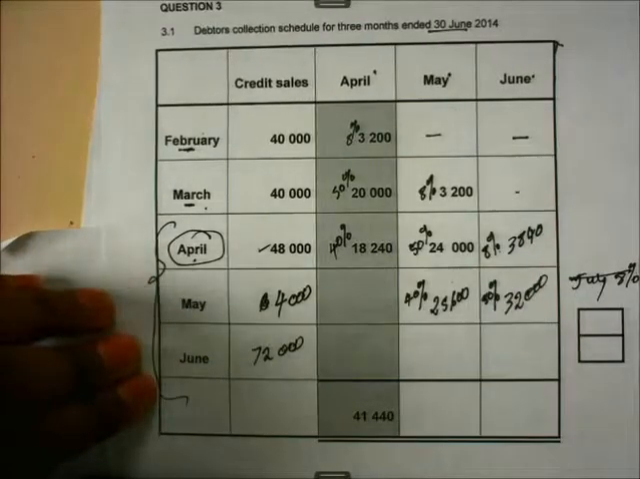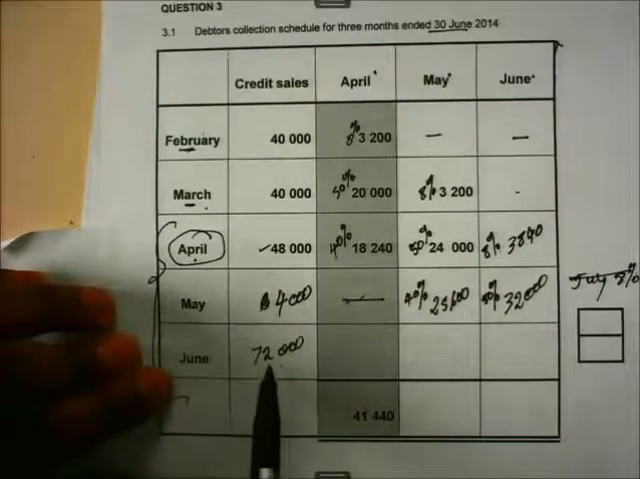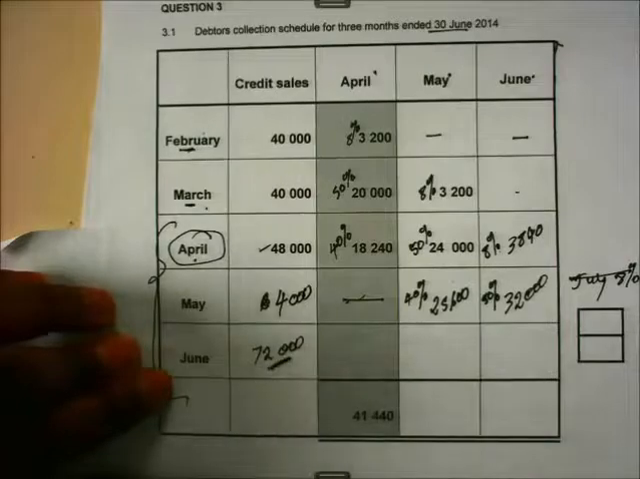Now, the goods that were sold on credit for June is 72,000.